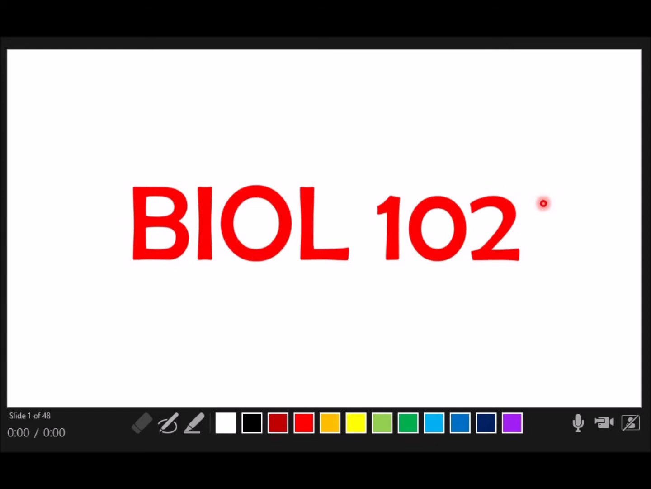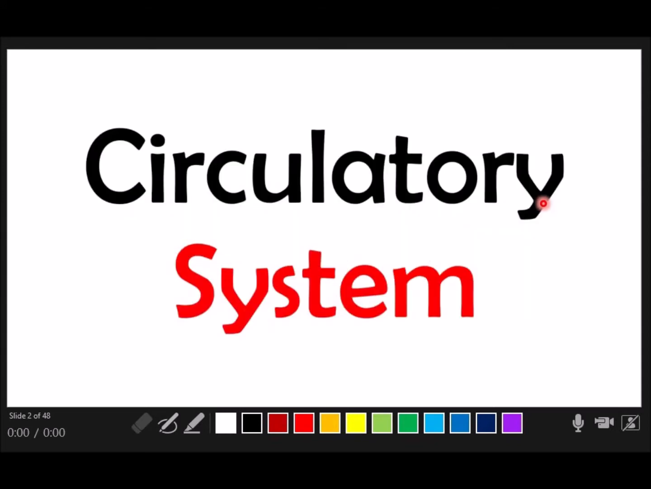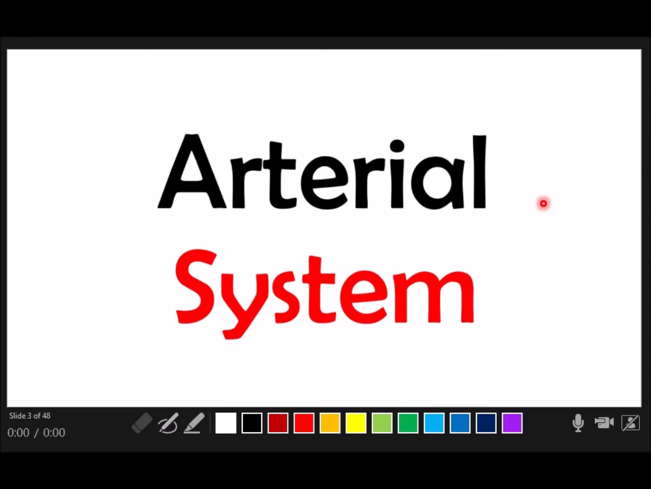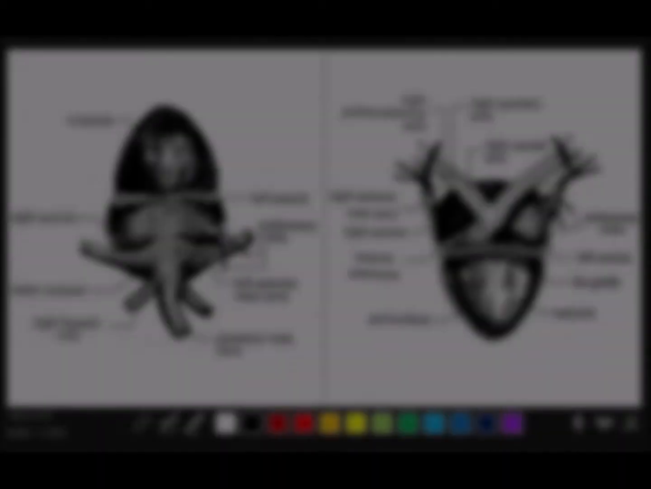Studying this system. Okay. So in the last session, we have taken the venous system, which delivers the blood from different parts of the body back to the heart. And today we will study the arterial system, which works against the venous system, so it carries the blood from the heart to different parts of the body.